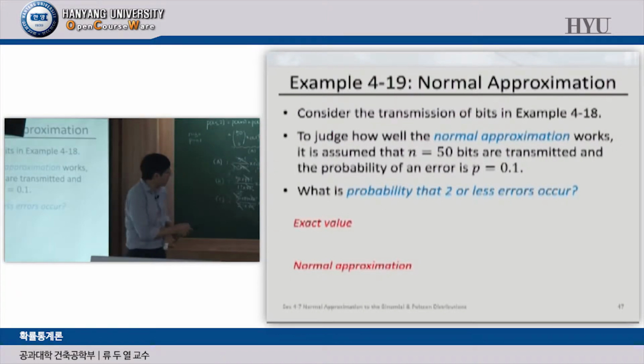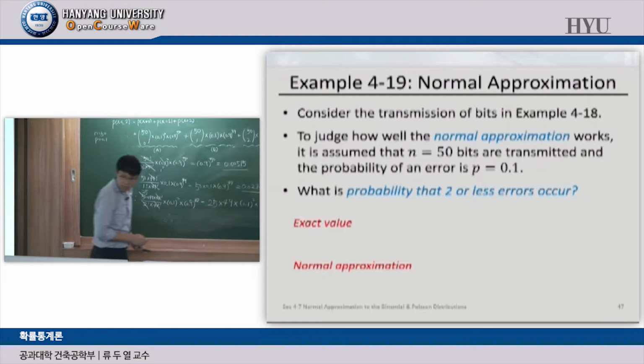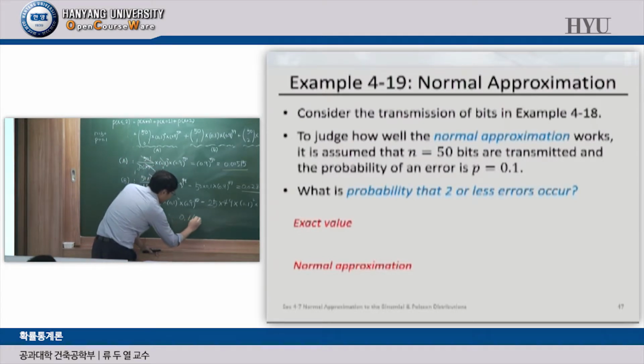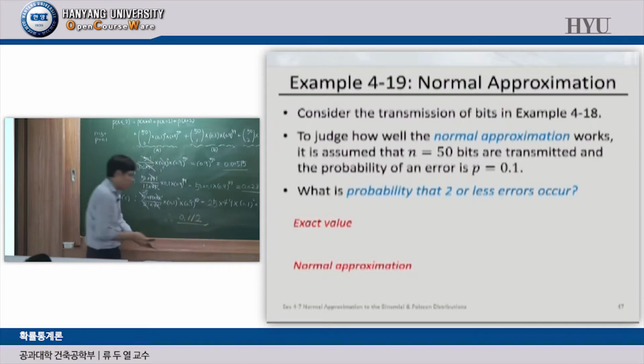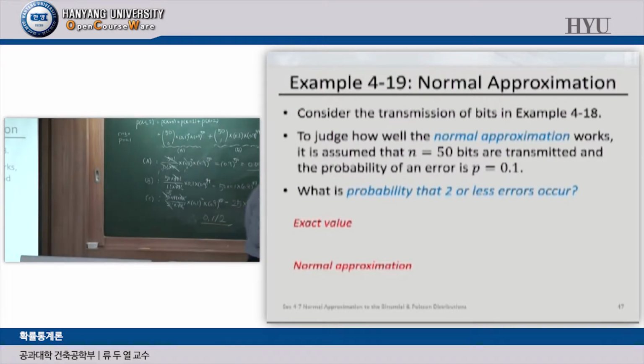So if you add all these three answers here, the final answer will be 0.112. Okay, approximately. So this is the exact value for this problem, based on the binomial distribution. And also, I'm going to solve this problem based on the normal approximation.